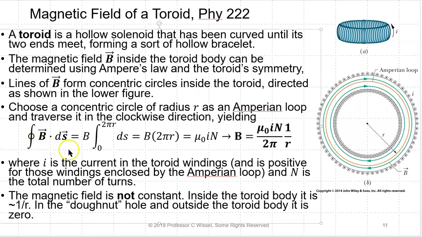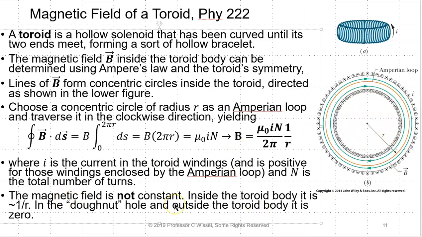So we take B dot ds and we can pull the B outside because it's a constant because of the way we set this up. So it's B times the integral from 0 to 2 pi r, that's the circumference, ds. So it becomes B times 2 pi r equals mu naught I times n. And we can solve this for B equals mu naught I n over 2 pi times 1 over r. I is the current in the toroid windings and is positive for those windings inside the Amperian loop, and n is the total number of turns.